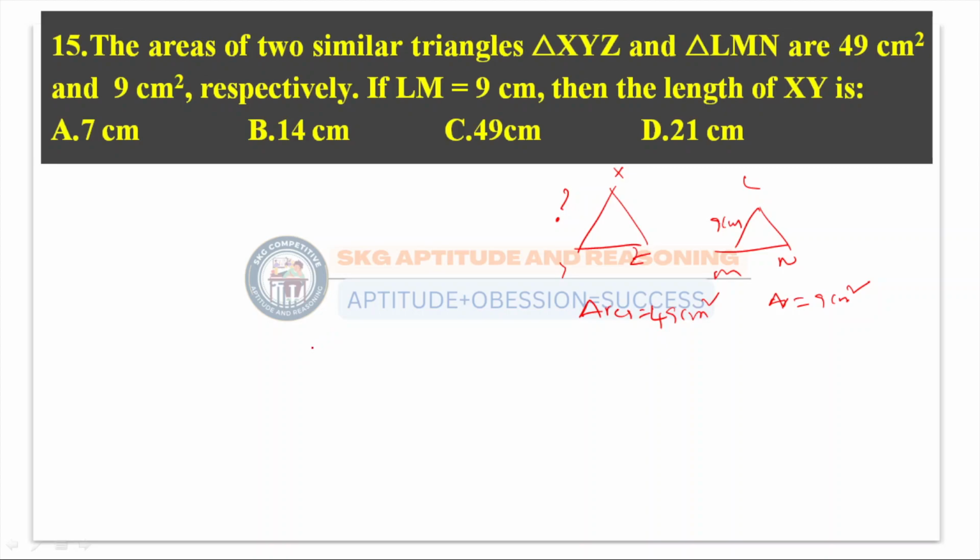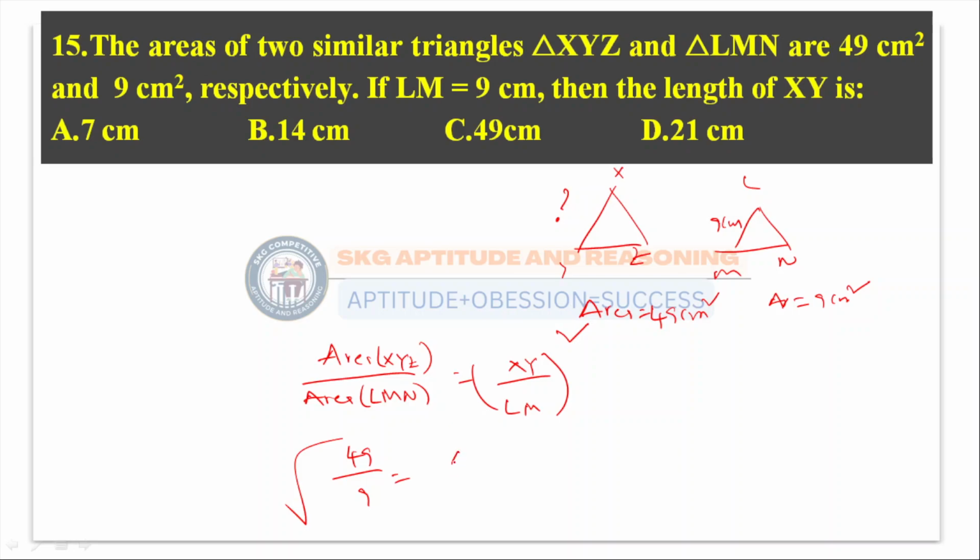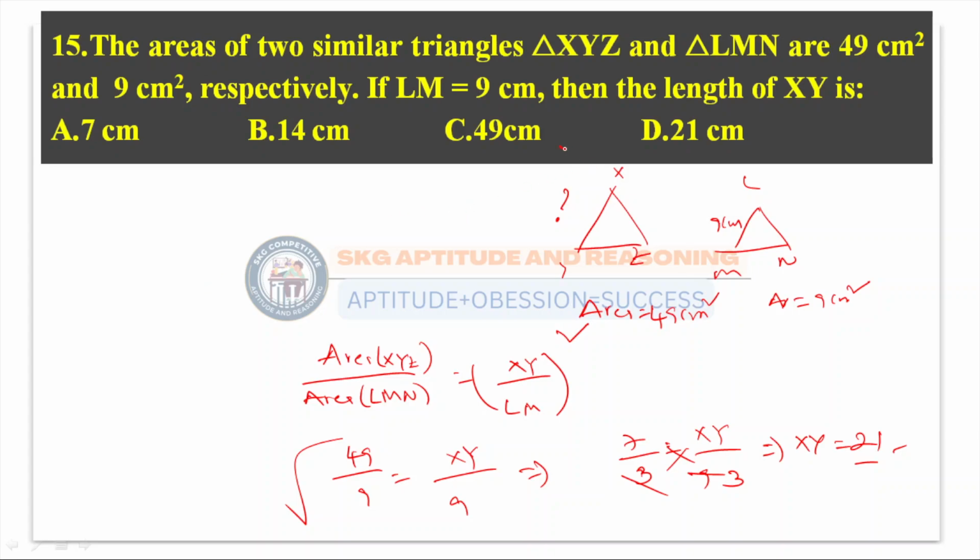So this comes under the similar triangles problem. Area of XYZ divided by area of LMN will be equal to XY by LM whole square. If you substitute the values here, 49 divided by 9 will be equal to XY, whose value we need to find, by LM, which is given as 9 here, whole square. If you simplify this, it will become 7 by 3 equal to XY by 9. 3 ones and 3 threes get cancelled, and if you do cross multiplication here, the XY value is 21, which is presented in option 1.